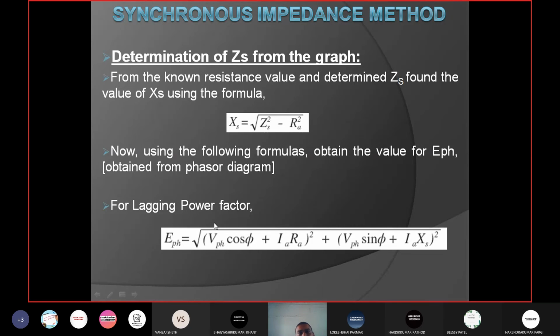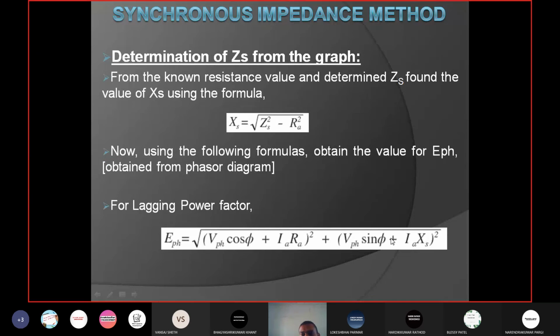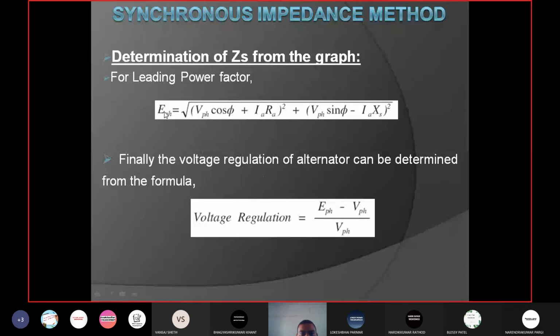Now for leading power factor, the value of E phase or E0 is the square root of (V phase cos phi plus IA RA) whole square plus (V phase sin phi minus IA XS) whole square. In leading power factor, just keep in mind that it is minus IA XS, whereas in lagging power factor it is plus IA XS. This is the difference between these two formulas. So this is the E phase.